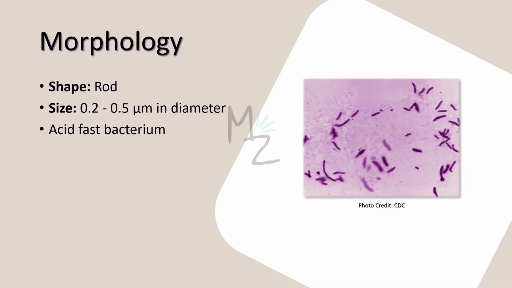Morphology. Mycobacterium tuberculosis is a rod-shaped bacterium, and it is 0.2 to 0.5 micrometers in diameter. It is acid-fast bacterium. The reason is it has got a waxy cell wall due to the production of mycolic acids. And these mycolic acids make its wall lipid-rich. And this high lipid content in the cell wall makes Mycobacterium tuberculosis acid-fast.